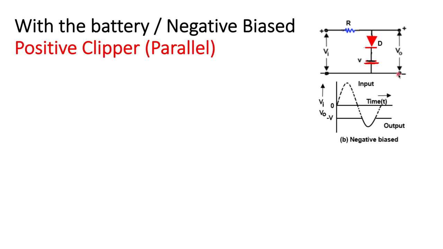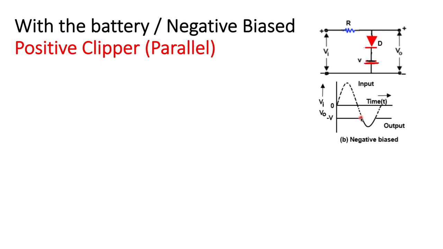So for all the positive values, this diode conducts. By applying Kirchhoff's voltage law, V0, this diode conducts, so it is a short circuit, and plus V is equal to 0, so V0 equals minus V for all the positive input voltages. So if the input voltage is positive, our output voltage is minus V. And what if the input voltage is negative, less than zero and greater than minus V? In that case also, this diode conducts. As I earlier said, if it is minus 6, minus 5, minus 4, then also the diode conducts. So V0 will be minus V up to here.